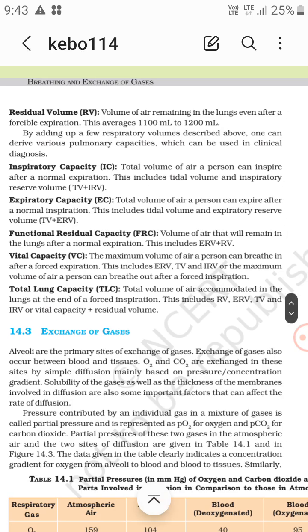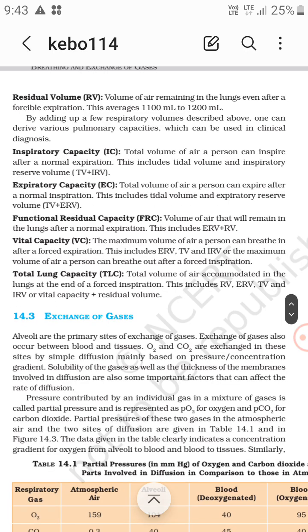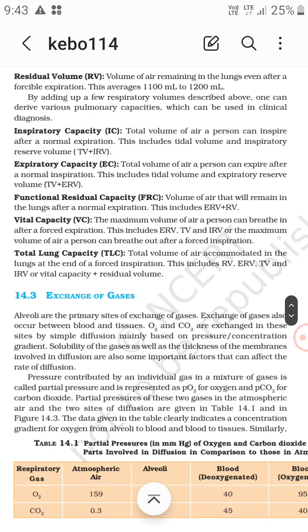Residual volume is the volume that remains in the lungs after forced expiration. In case of FRC, it is the volume of air that will remain in the lungs after normal expiration. This includes ERV plus RV, that is expiratory reserve volume and residual volume.